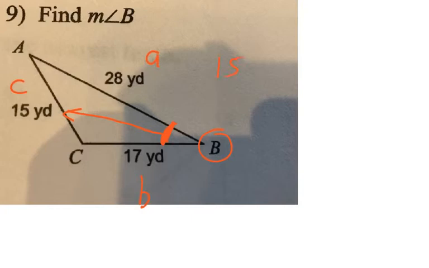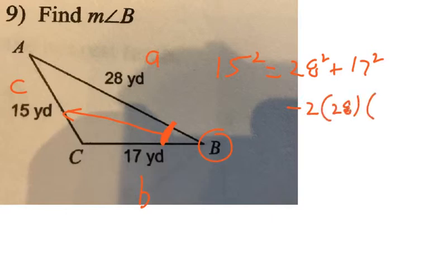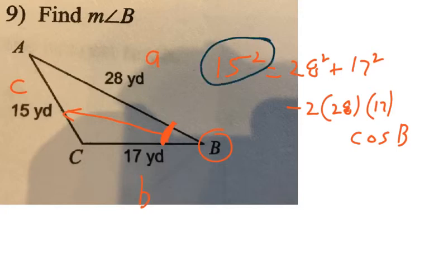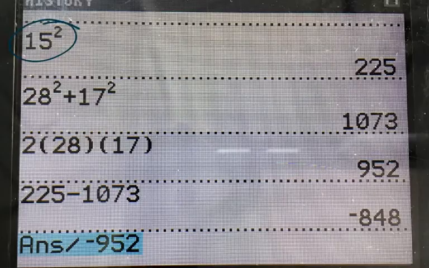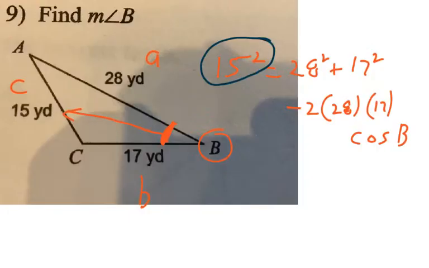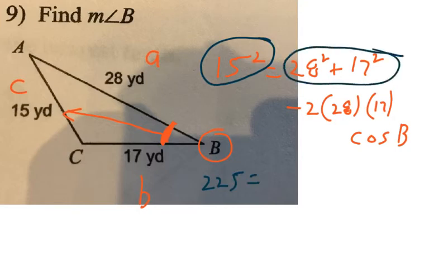If I took the c squared, that's got to equal the a squared plus the b squared minus 2 times A times the B cosine. In this case, our theta is missing. It's our angle B. So I'm just going to call it angle B. So what I'm going to do with the calculator, guys, is I'm just going to do it in pieces. First, let's do 15 squared. 15 squared is 225.